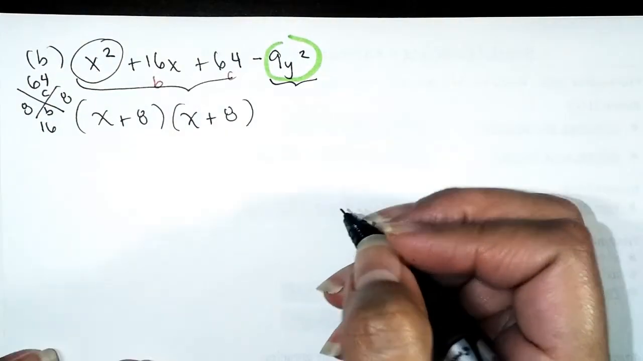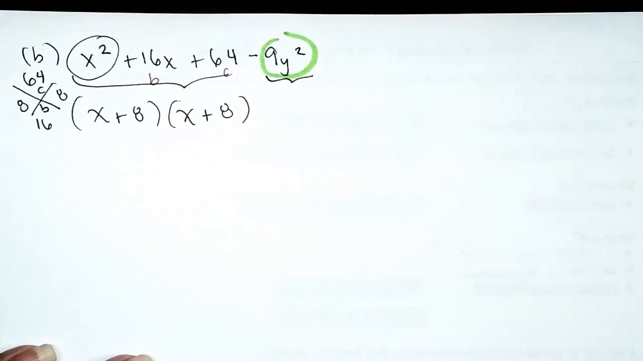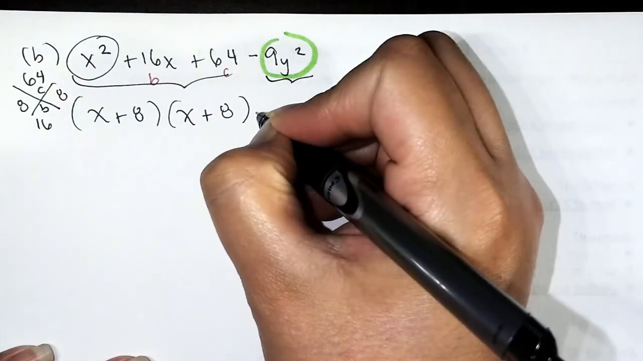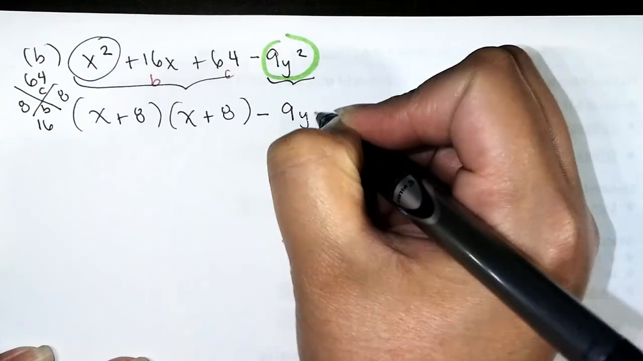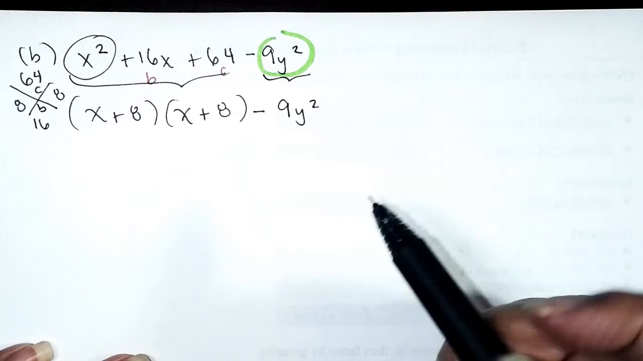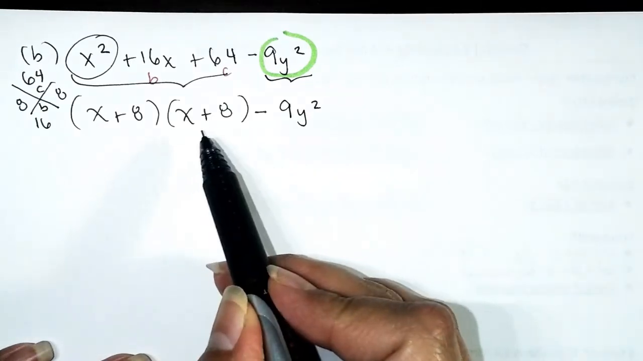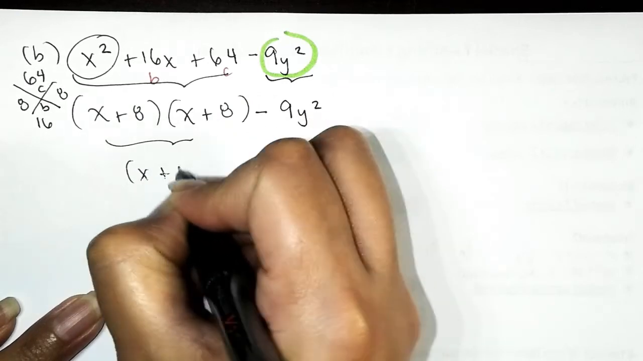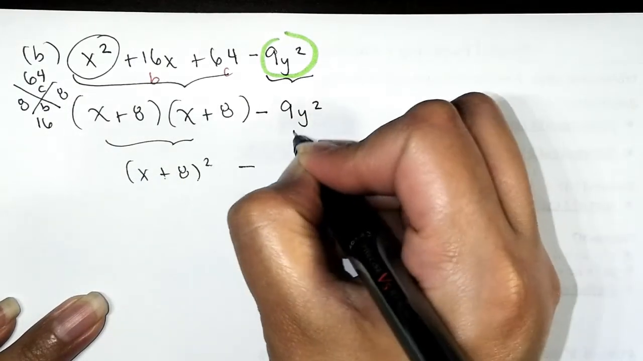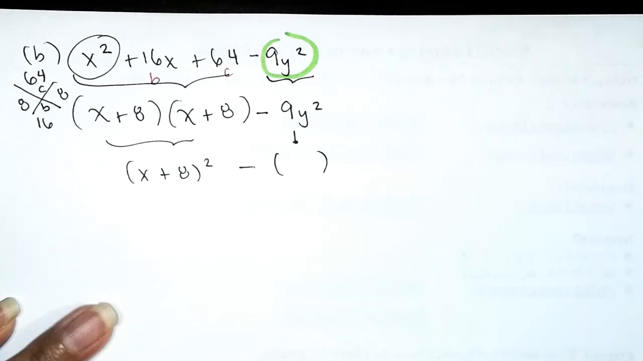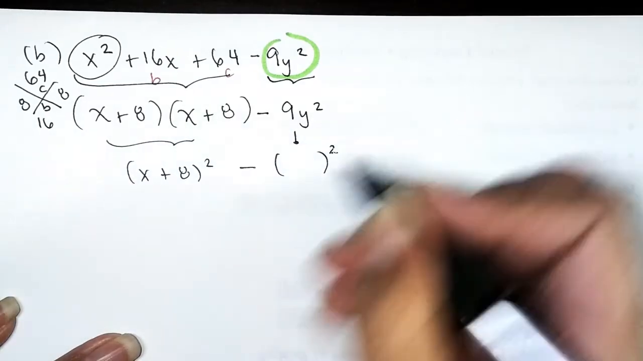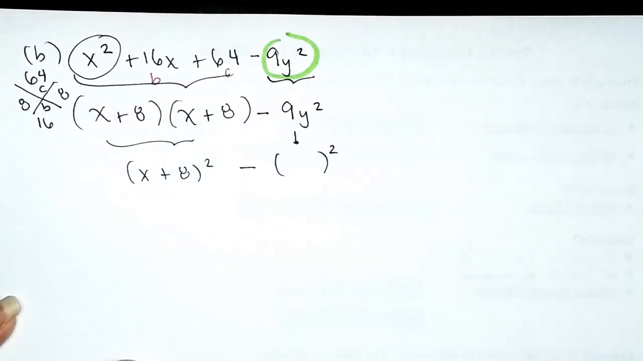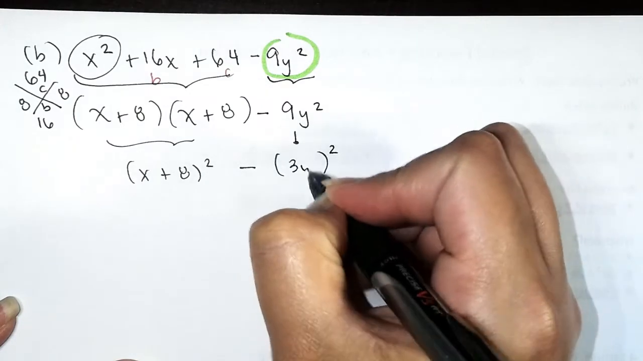Okay, so we only split the middle term if we use the AC method. Bring down the rest of the problem, minus 9y squared. Okay, so let's go ahead, use exponents for the repeated factors. So we have the square of x plus 8 minus, while we're at it, let's go ahead and write 9y squared as a perfect square. 9y squared is a perfect square because it is the square of 3y.